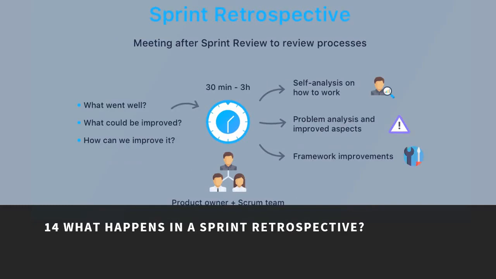The sprint retrospective is the meeting after the sprint review to review the processes. It is between the product owner and the Scrum team. This happens for around 30 minutes to 3 hours. What went well? What could be improved? And how can we improve it? The outcome is self-analysis on how to work, problem analysis, improved aspects, and framework improvements.